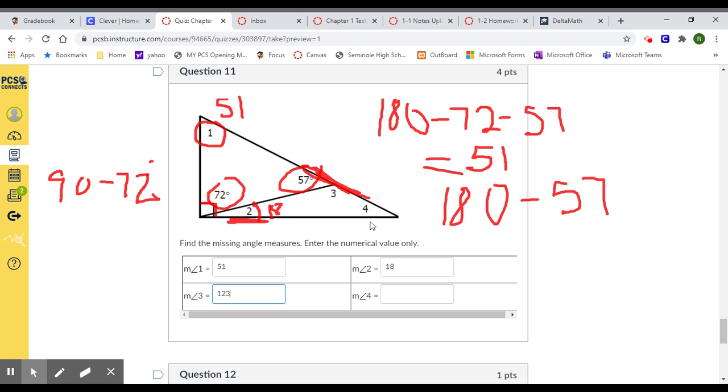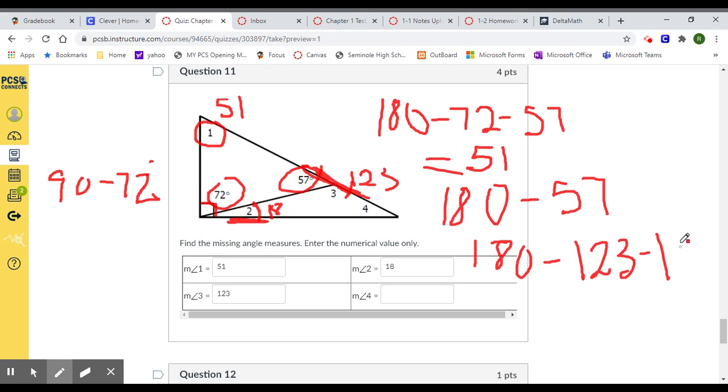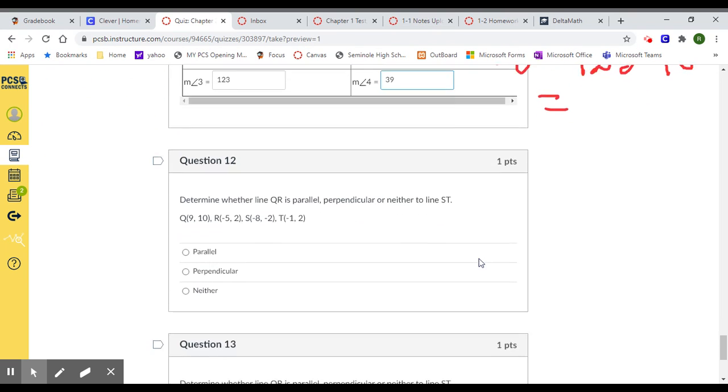Now, knowing all of that, I can figure out pretty easily what angle 4 is. Again, this is not the only way to do it. This is just the way I'm doing it. Since I know now that this one is 123, I can do 180 minus 123 minus 18, and that'll give me angle 4. So 180 minus 123 minus 18 gives me 39. So 39 degrees. All right, let's go to the next one.